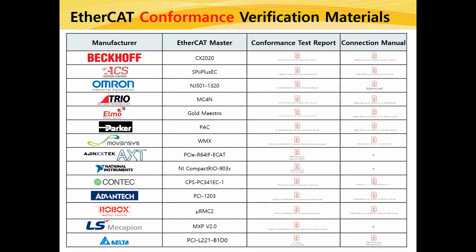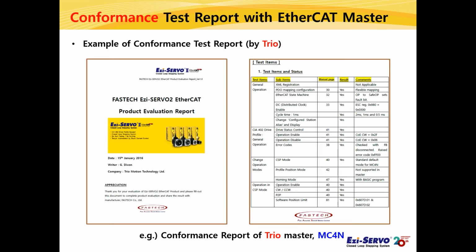The demonstration of FASTECH EtherCAT products was delivered to each master company and the master company directly conducted the conformance test. In the case of the conformance test report, it was written after verifying the normal operation of Ezi-SERVO EtherCAT based on CIA402 with each master. The connection manual contains the ESI file registration method, and master and slave connection method. First, here's the example of the actual conformance test report.